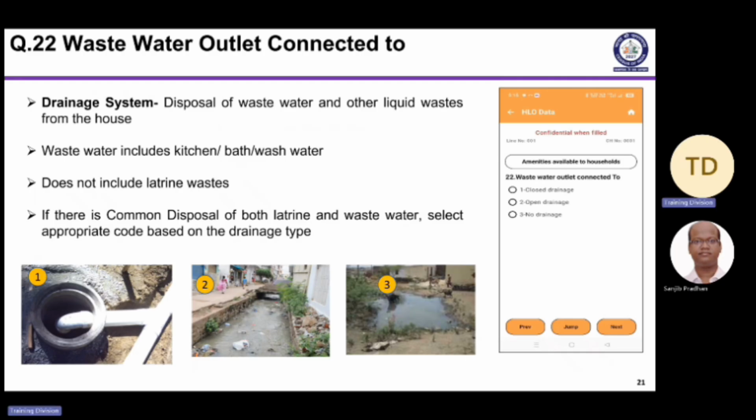Then we come to the wastewater outlet. Whether that wastewater outlet is connected to a closed drainage system. What is wastewater? It includes water from the kitchen, bath and wash water, not from the latrine waste. If there is a common disposal of both latrine and wastewater, this is important, select the appropriate code based on the drainage system. That means if that household has a common drainage system for the latrine and bathroom, and it is going through a closed drainage, code 1 will come. If it is an open drainage, code 2 will come.